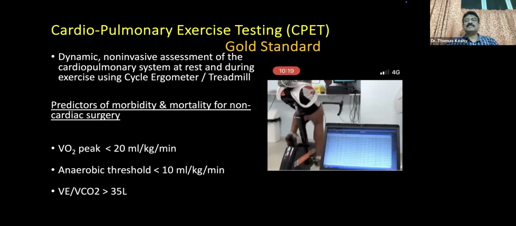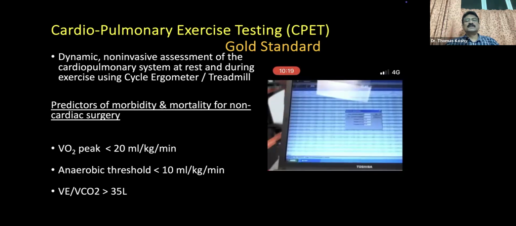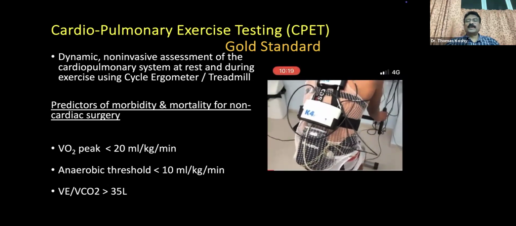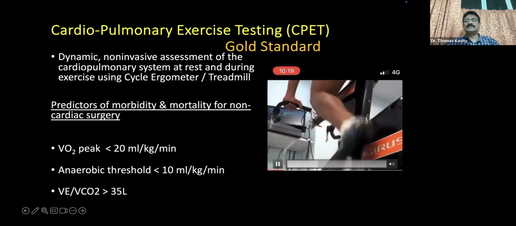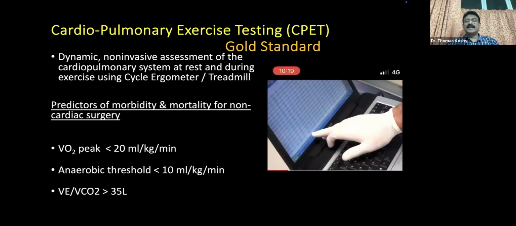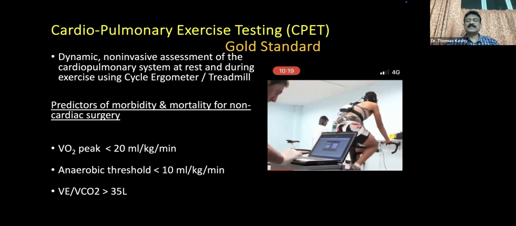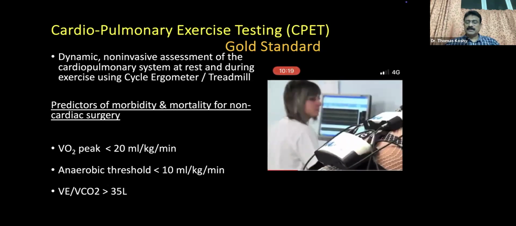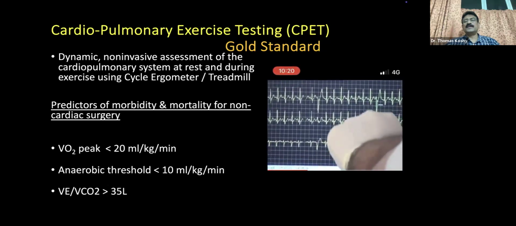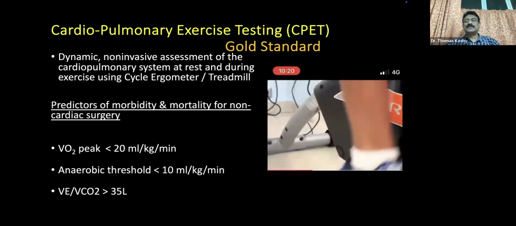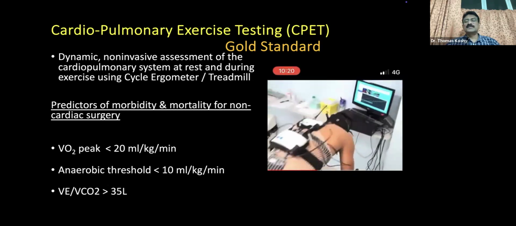This is considered the gold standard, CPET. This is an objective assessment, not a subjective assessment. It is an objective, non-invasive assessment of the cardiopulmonary system, done at rest as well as during exercise. You can see a treadmill or ergometer where the patient is put through graded exercise. It records ECG, BP, and even ABG can be taken. The work, oxygen consumption and carbon dioxide excretion are measured with a spirometer attached to the face. See the ECG: if there is ST segment change, arrhythmia or tachycardia, everything will be recorded.